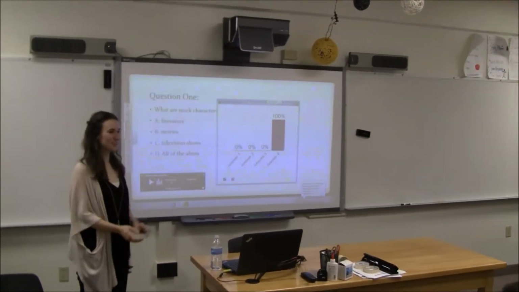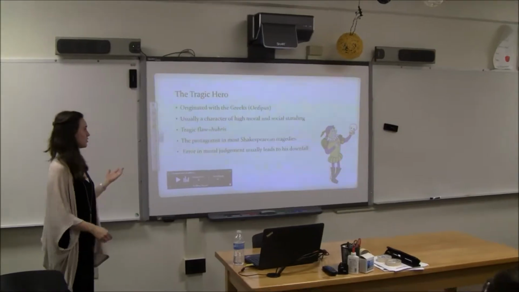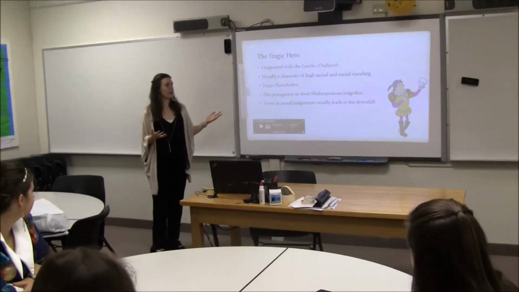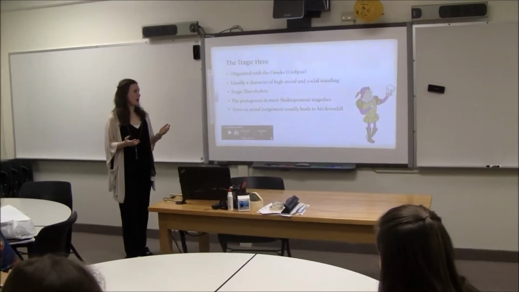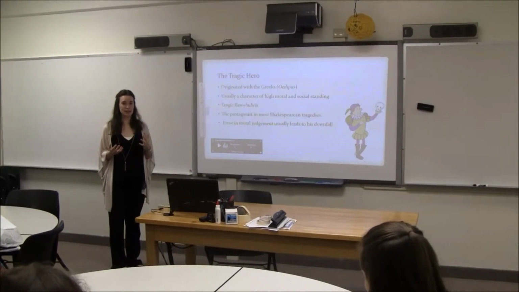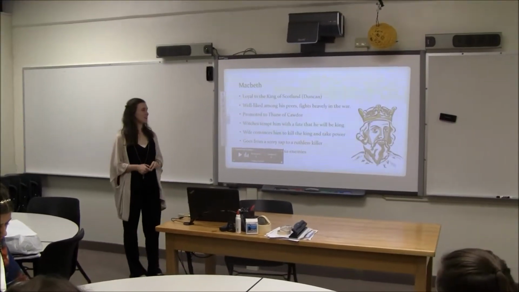Correct! Answer 4. Good job, guys. Alright, so first we have our tragic hero. Usually a tragic hero is a character of high moral character and social standing. However, they have one tragic flaw, which is called hubris, and it's their pride. So our first character is Macbeth.